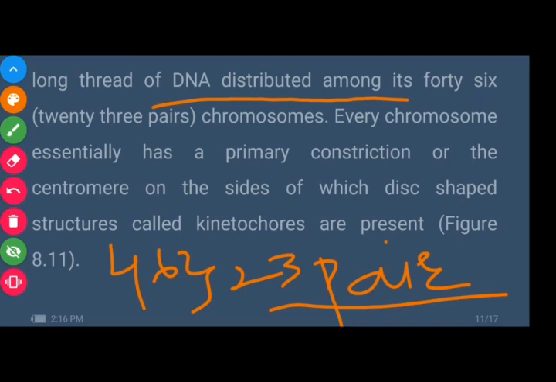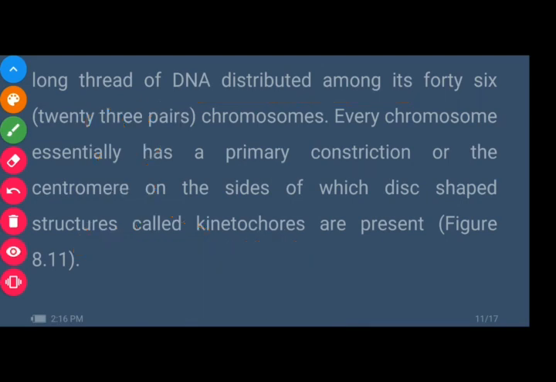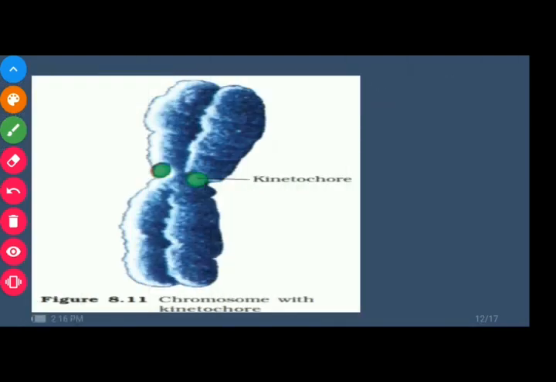chromosomes. Every chromosome essentially has a primary constriction, or the centromere, on the side of which a disc-shaped structure called the kinetochore is present. These chromosomes look like this, and this type of structure is called a chromosome. See in the figure, this is the structure of the chromosome, and this is the kinetochore.